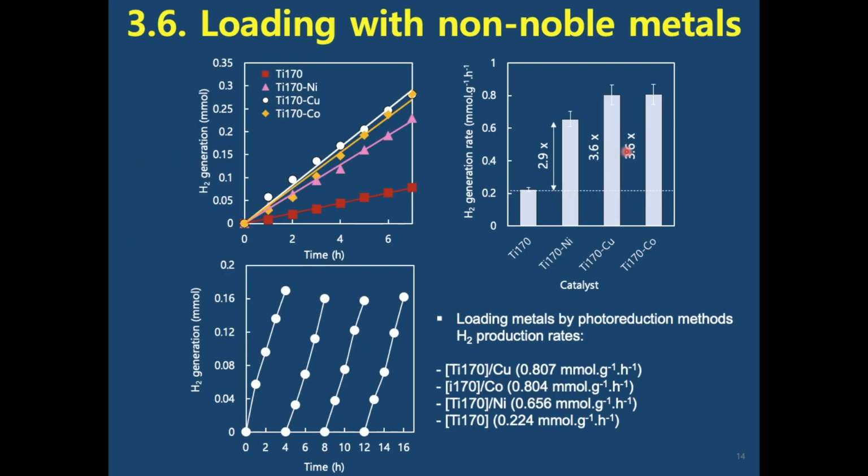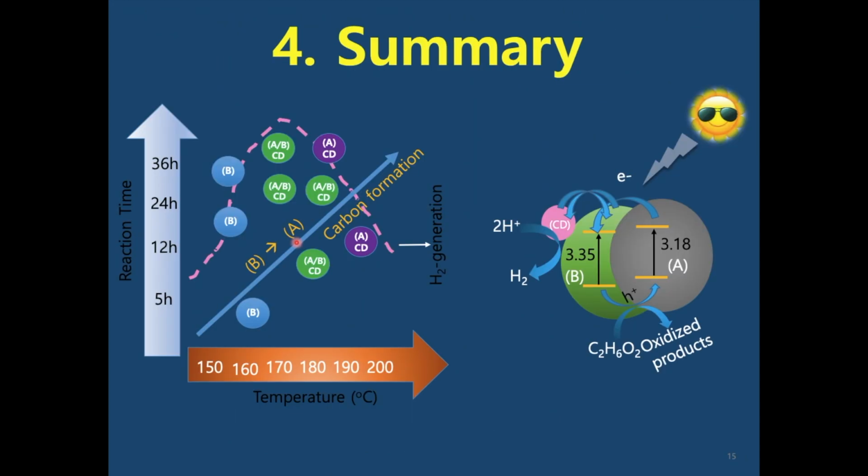We extend our work by loading nanoscale metals to increase the hydrogen production, loaded with nickel, cobalt, and copper. By loading with these metals, hydrogen production was significantly increased by almost 3 times with nickel loading and 3.6 times with cobalt and copper loading. And our material was also highly stable. We ran a recycling experiment up to 4 recycle tests and there was almost no change of the hydrogen production rate.